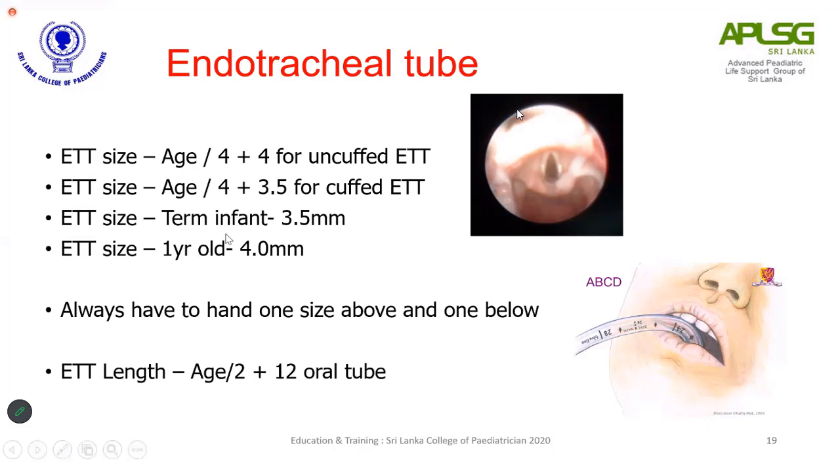For a term infant, the endotracheal tube is about 3.5 millimeter. For an older child, it's about 4 millimeter. And if it is a premature infant, the size is usually about 2.5 millimeters. The lip length of the endotracheal tube is calculated by age divided by 2 plus 12. So if the 8-year-old child, 8 divided by 2 is 4, 4 plus 12 is 16. So the lip level should be at 16.